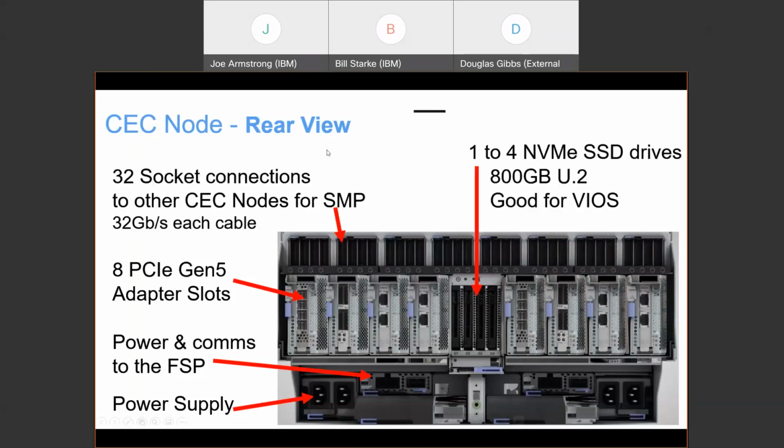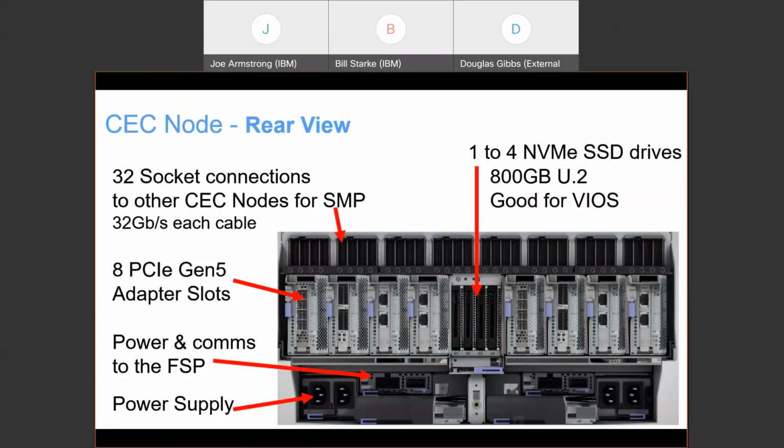And then we have the SMP connections for connecting the multiple drawers together, and 32 gigabytes per second for each cable. And in the middle here, in every CEC, 4 NVMe SSD drives. Really, in systems like the E1080, mostly everybody will have external storage, some kind of flash or something attached via Fibre Channel. These NVMe drives are great for booting, if you're booting VIOS from them. Typically not used for a lot of data, mostly because of the drive writes per day limitations on those drives.